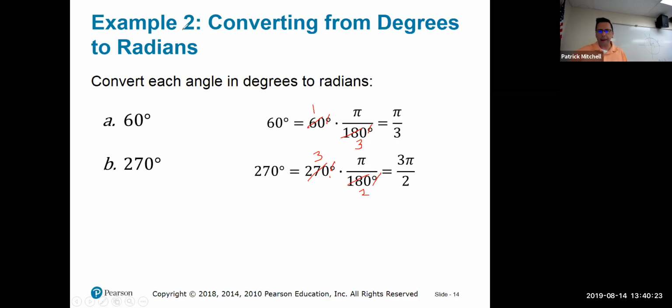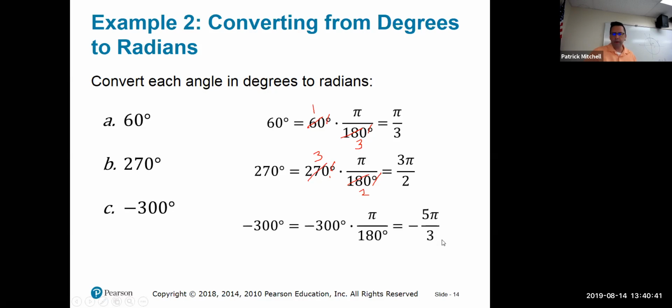And then the next example is more of the same thing. Really, the most important thing I can point out about this example is just make sure that when the degree measure is negative, the radian measure will also come out to be negative. Be careful you don't lose that negative sign. Okay, so you see how I did that here. Again, the degree symbol cancels out.